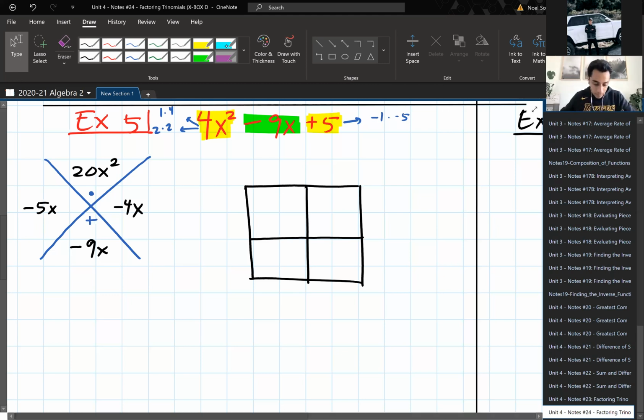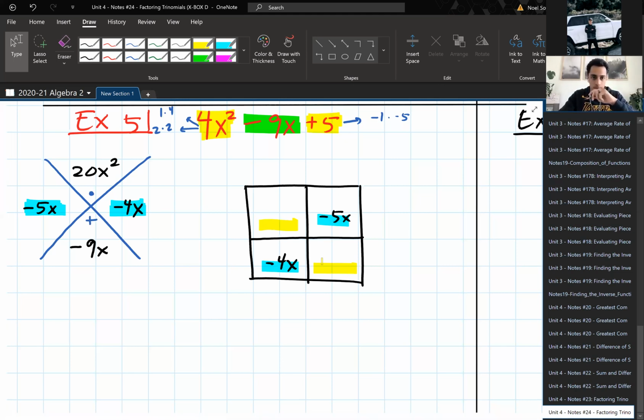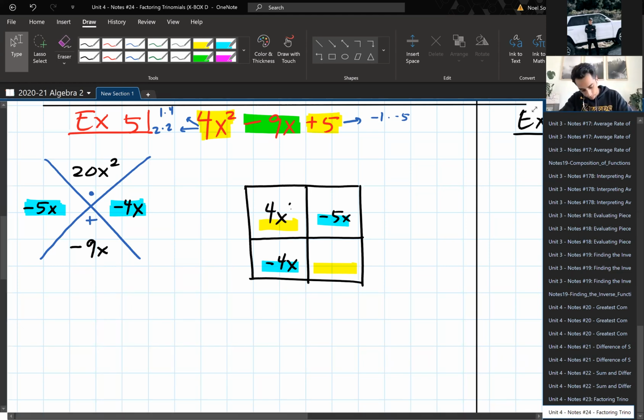And we discussed that the terms we're going to use are the ones that we found. So the ones on the left and the right, I like to highlight them to remind me that they're going to go into my box. So -5x and -4x. Here's a hint. What goes back into the top left? Yeah, we want the 4x squared back in the box. And then what goes back into the bottom right? Yeah, the 5.